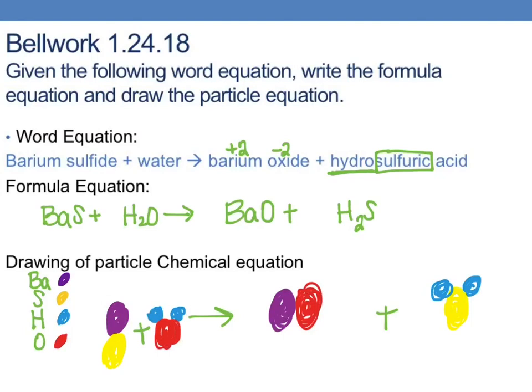Any questions on that? Why is it not BaSO3? Because this says sulfide. SO3 is sulfite, and SO4 is sulfate. So anytime you see that ending in "ide" like that, you're probably going to go to the periodic table and find that element. Any other questions on that? Okay, so let's go to our notes.